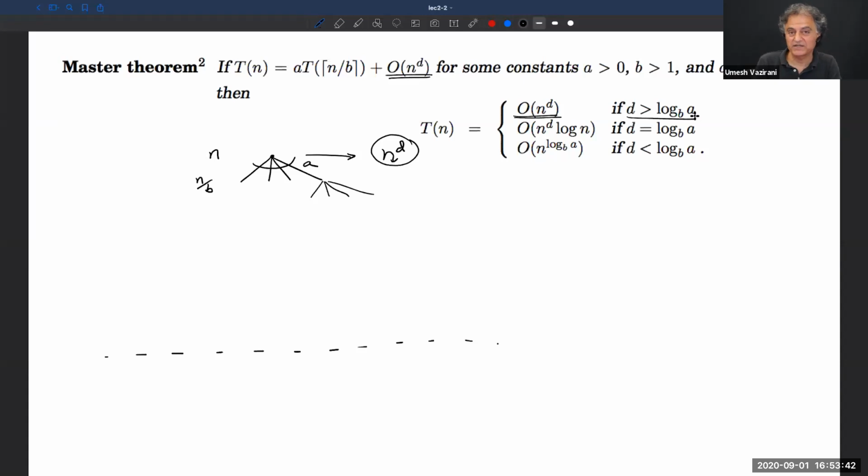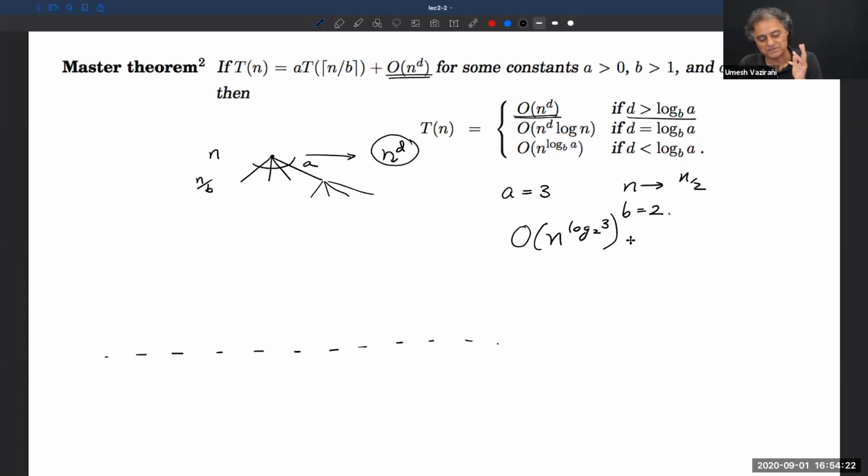There's the second case where the number of leaves is very large, the kind of case that we saw. It's much larger than the amount of work you're doing at the top level. When that happens, it's always of the form n to the power of log of a to the base b. So in Karatsuba's algorithm, a was equal to 3, a branching factor of 3, and n was being mapped to n over 2, so b was equal to 2. And so we got order n to the power of log of 3 to the base 2.